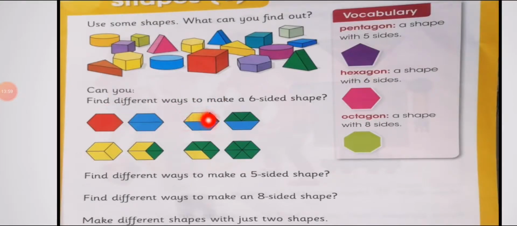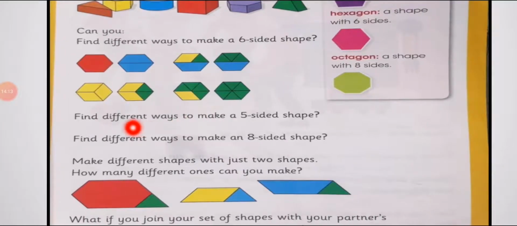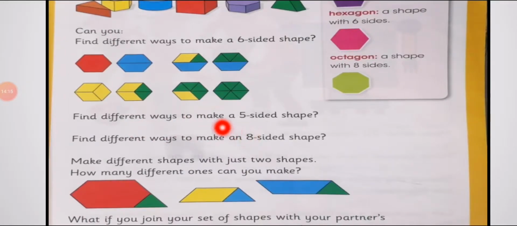Can you find different ways to make a 6-sided shape? We can do this work in the book to find out how we can make a 6-sided shape. How many shapes can we use within 6-sided shapes to form a pattern? Find different ways to make a 5-sided shape. Find different ways to make an 8-sided shape. We will make this pattern in the notebook.